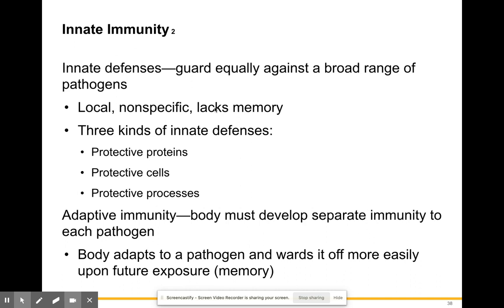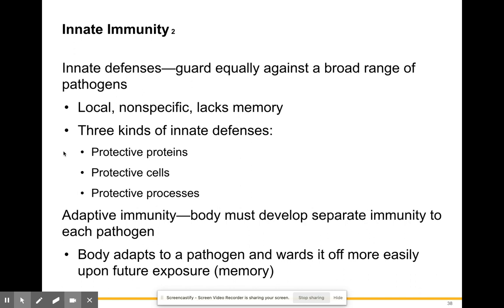So it's not going to remember what it does in another exposure, right? So if you get a certain pathogen infection, whatever the innate immune system does to kill that pathogen now, it's not going to remember it the next time you're exposed to that pathogen. And that's just the nature of your innate immune system. Okay. It's not that the innate immune system doesn't work. That's not the job of the innate immune system, so it doesn't do it.